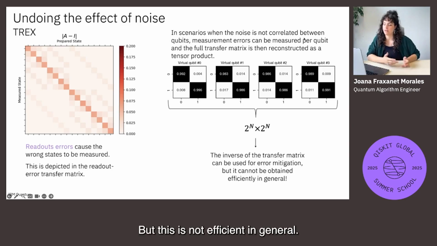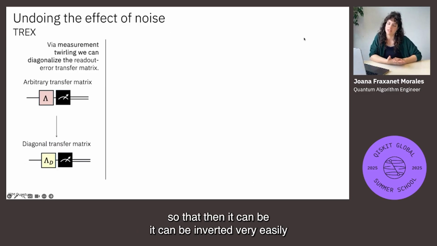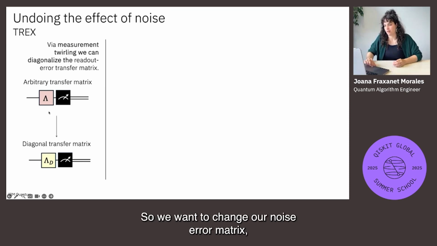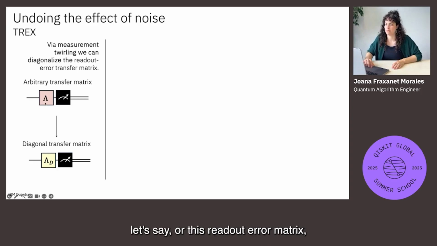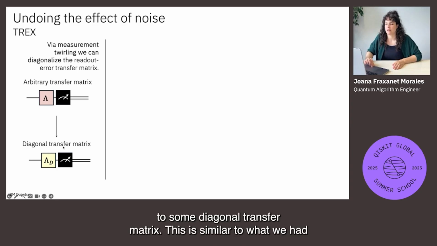But this is not efficient in general. So what we would like to have is this matrix to be diagonal, so that then it can be inverted very easily, and the whole thing would become efficient. So we want to change our noise error matrix, let's say, this readout error matrix. Here I'm calling the transfer matrix lambda again, to some diagonal transfer matrix.